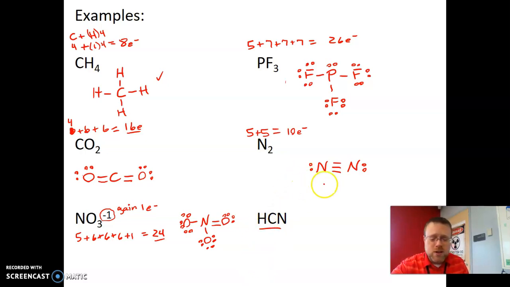You can try this one on your own. It's a little bit more challenging. Remember, H is happy with 2, and if you add it up, 1 and 4 and 5 makes 10. This one would look like this.